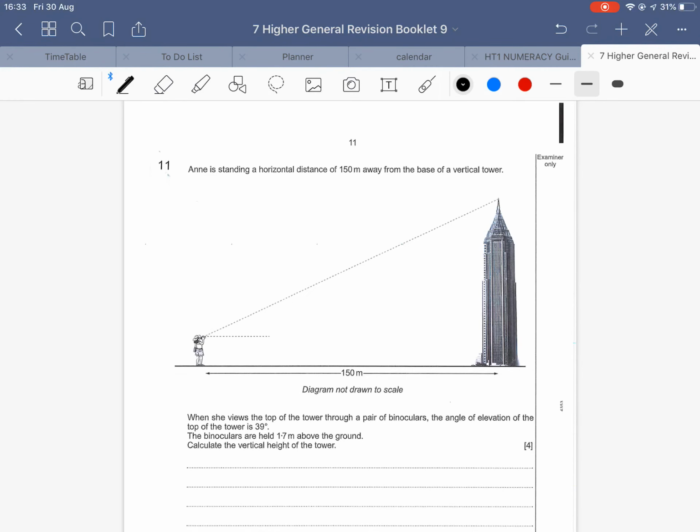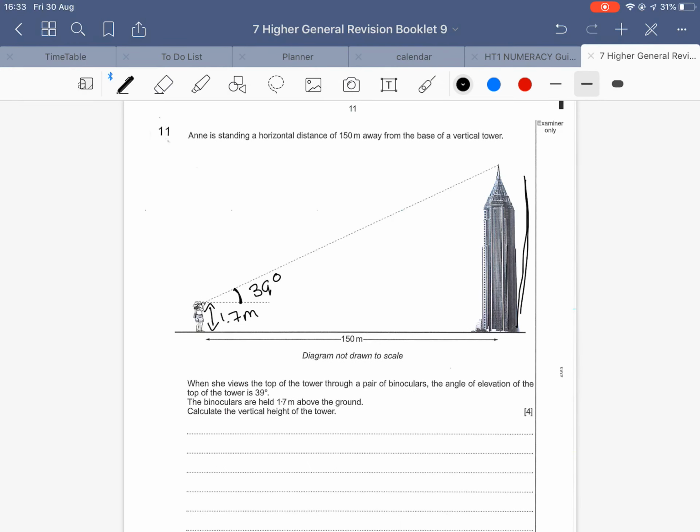Okay, Anne is standing at a horizontal distance of 150 metres away from the base of a vertical tower. As she views the top of the tower through a pair of binoculars, the angle of elevation for the top of the tower is 39 degrees. So this angle here is 39 degrees. Binoculars are held at 1.7, so this gap here is 1.7 metres. Calculate the vertical height of the tower, so we've got to calculate this length.